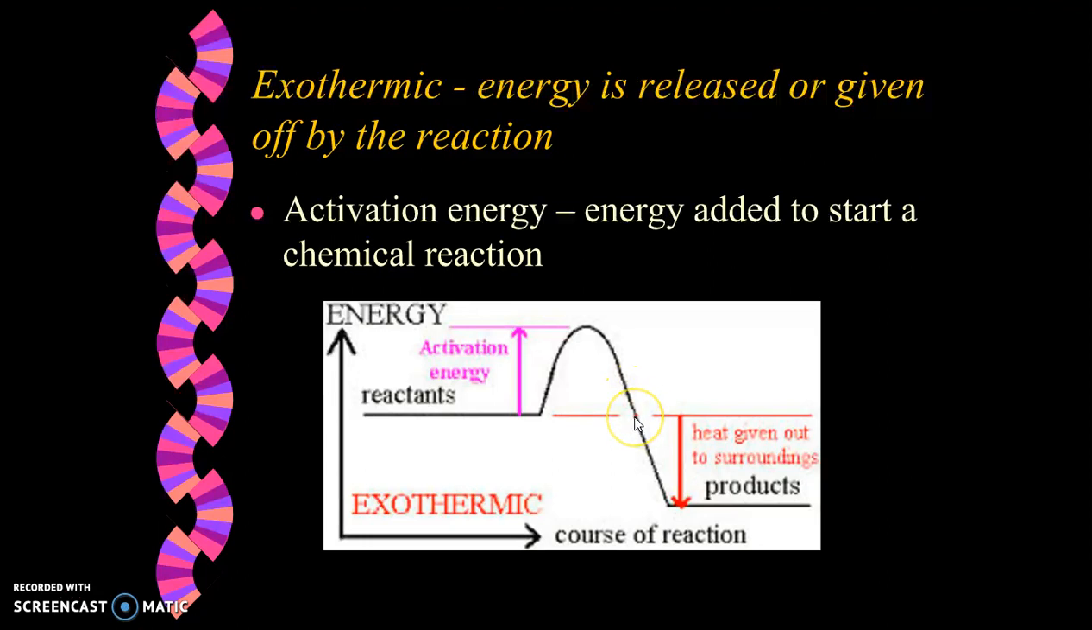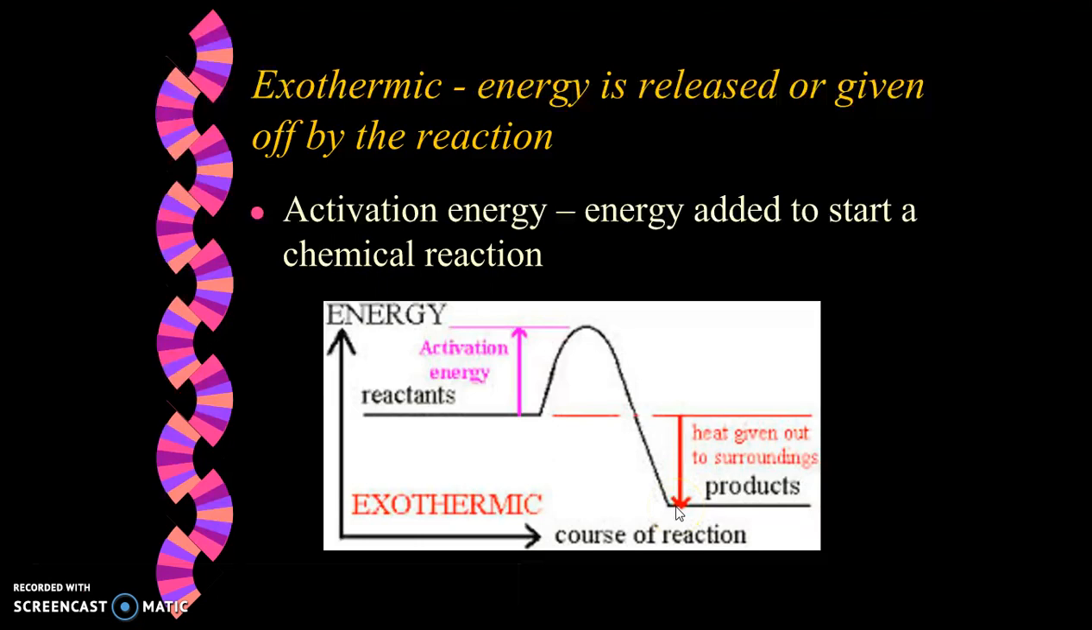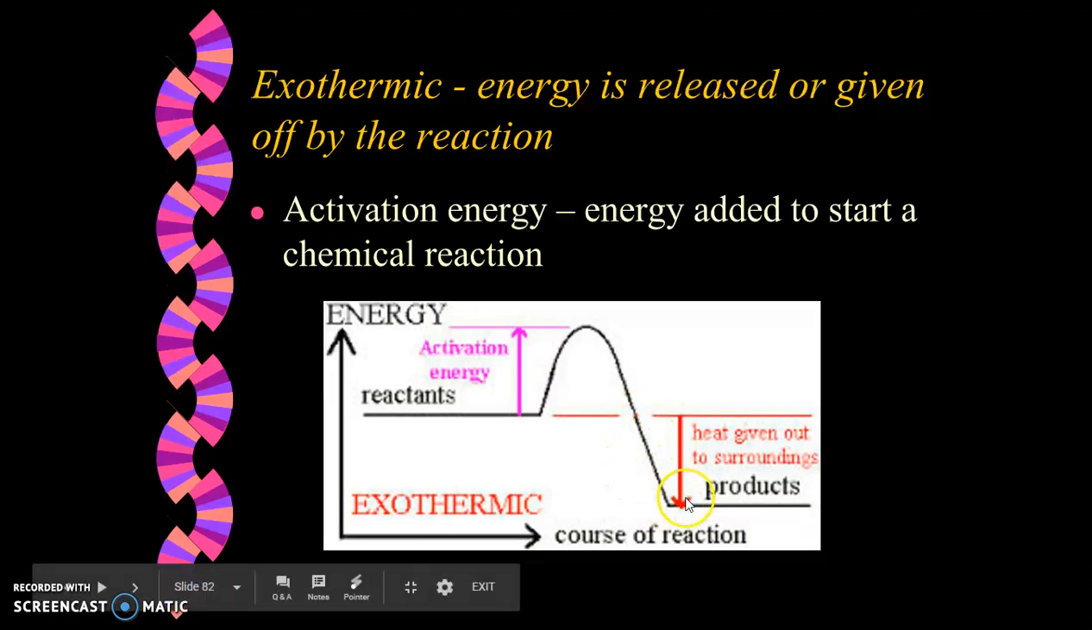But you notice that as the reaction proceeds, I actually lose energy. So this is going to be a negative change in H because I'm actually losing energy. And that heat is going to be given off to the surroundings. So that heat is no longer available for the reaction. So my products end at a lower energy than my reactants. That's an exothermic reaction.